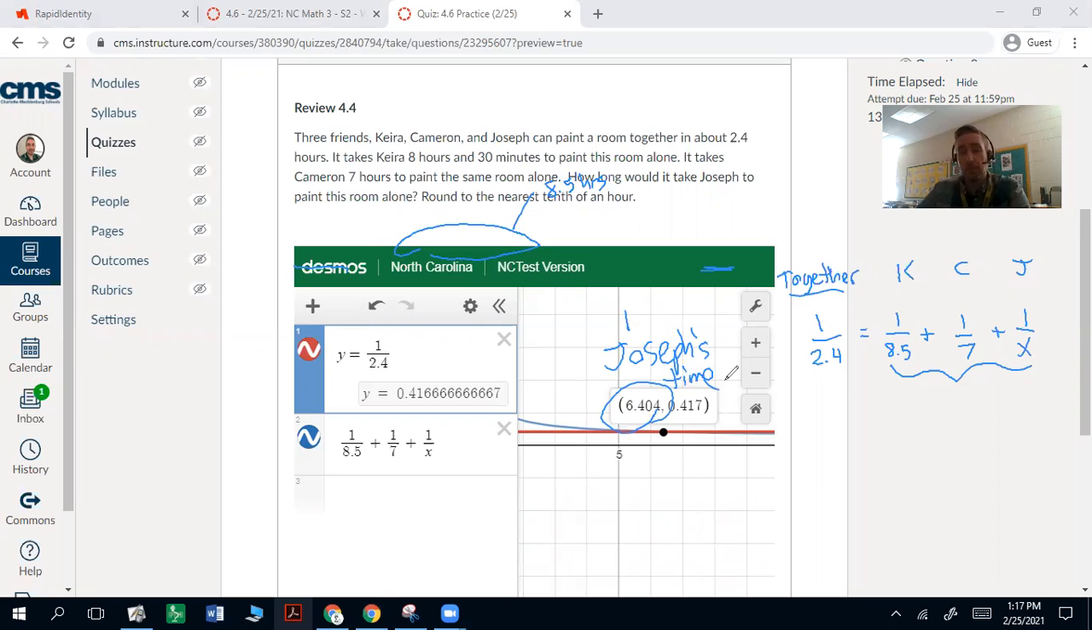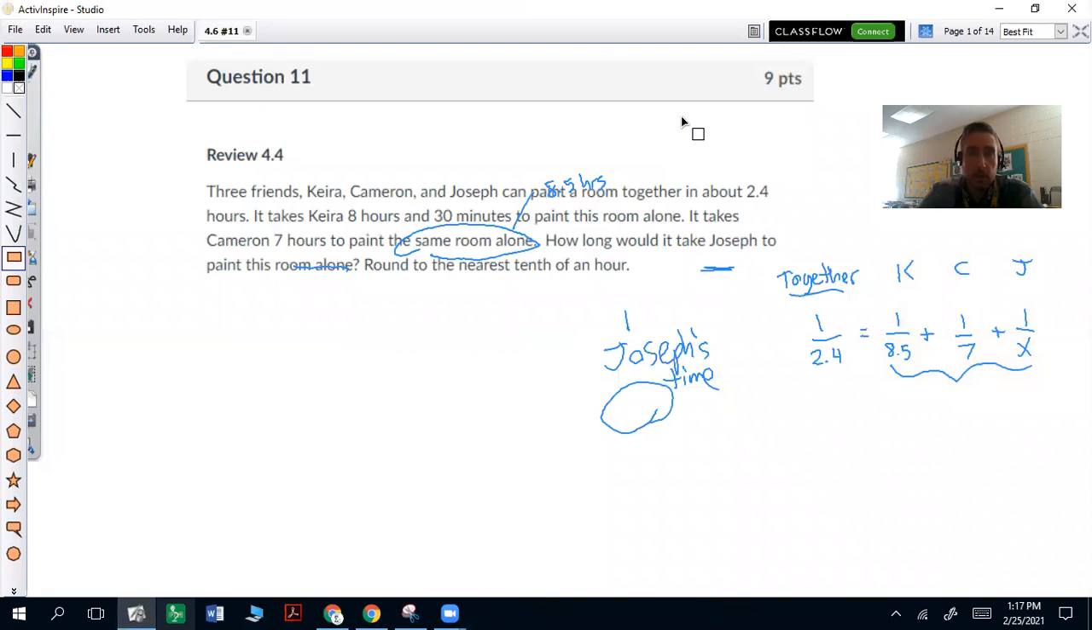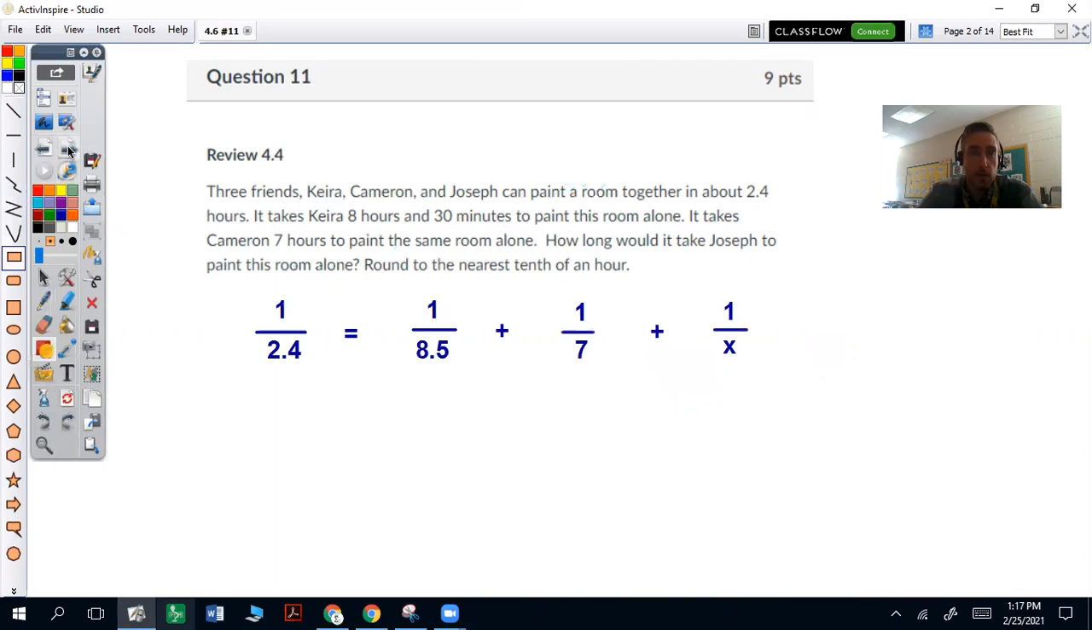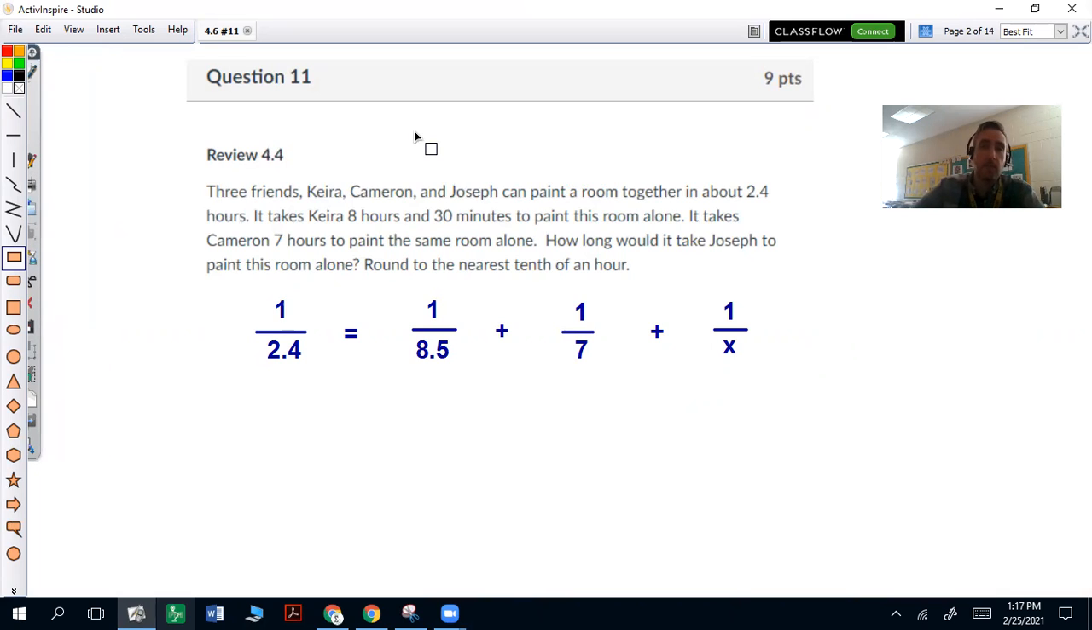So how do you get that by hand? Well, you follow these steps. You set up your equation, 1 over 2.4 equals 1 over 8.5 plus 1 over 7 plus 1 over x. You then get your LCD. Your LCD is your least common denominator, which is basically just all the individual factors of your denominator. And you're going to write them all on the top of your fraction.